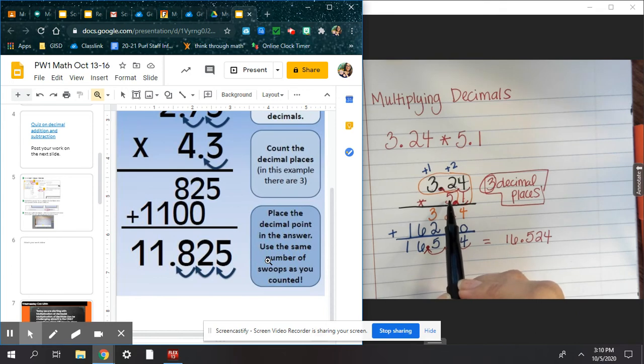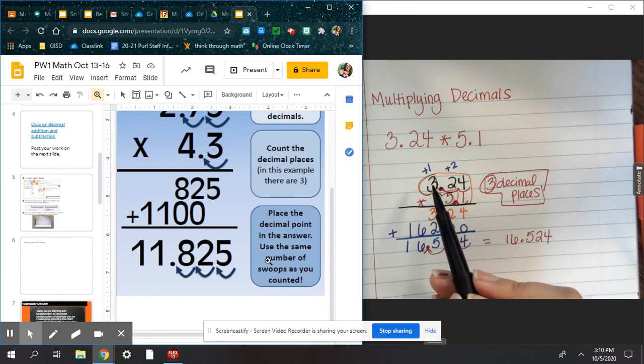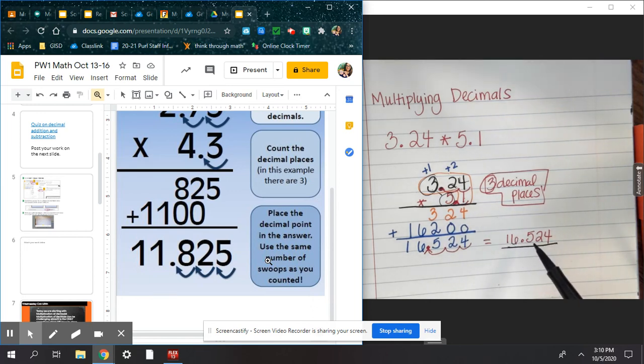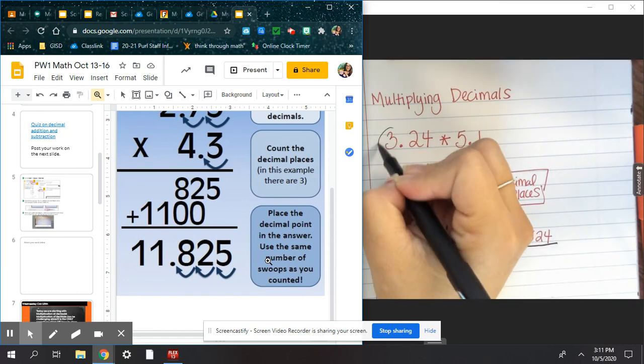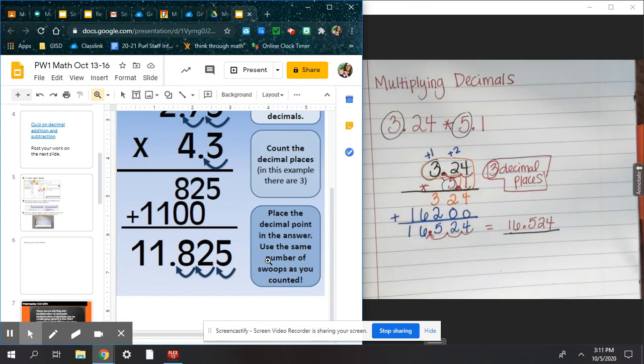So think about that. If I multiply 5 times 3, what should my product be? It should be 15. So this should tell me, by multiplying these whole numbers, my product should be close to 15. Does that make sense? Yes. 16 and 524 thousandths is close to the number 15. So this is something that we need to remember when we are multiplying decimals. Okay, so that is what you are doing today, multiplying decimals.